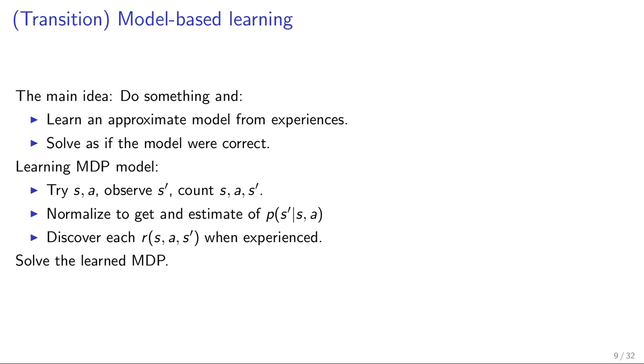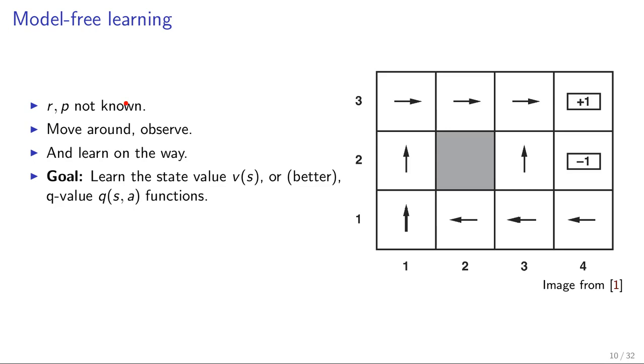However, in practice, that's not really what is used most of the time. Instead, the focus in practice is on the so-called model-free learning, where you're not explicitly learning these state transitions and the reward function. Instead, you're basically directly learning how to act and what the consequences are. So again, R and P are not known. You move around, you observe, and you learn on the way. And you learn the state values directly, or better, the Q values, as we see with Q learning that we look at today.